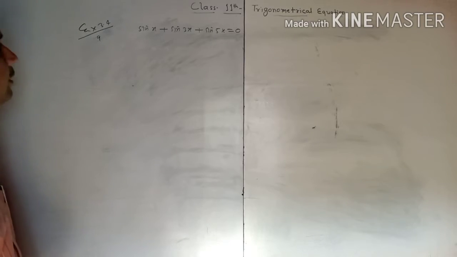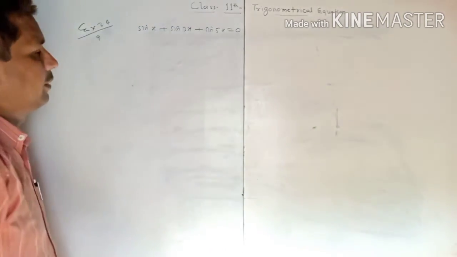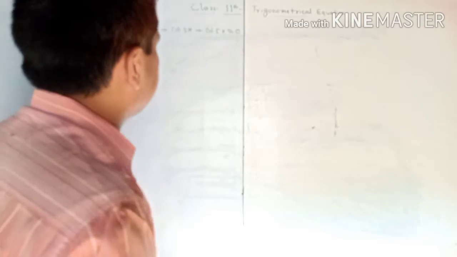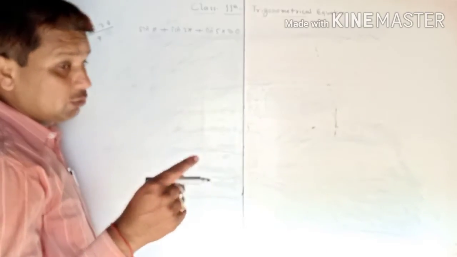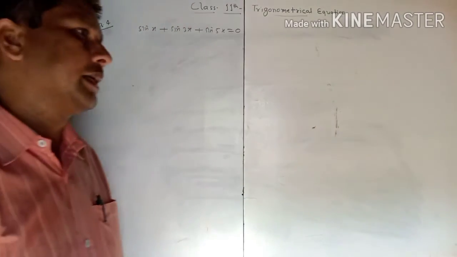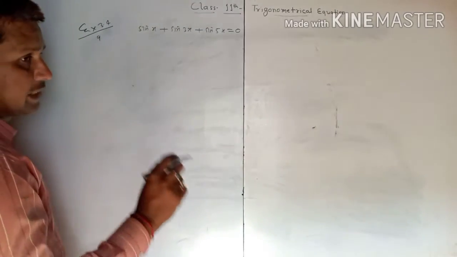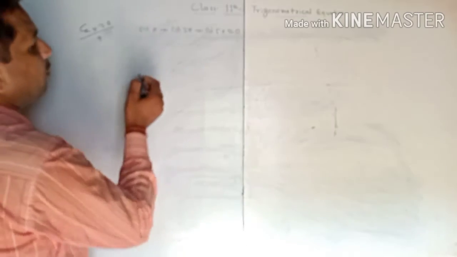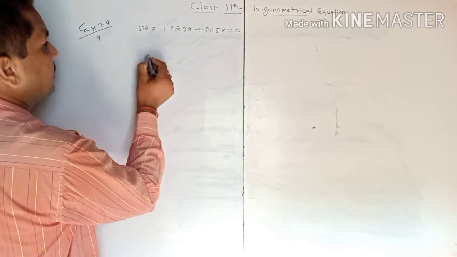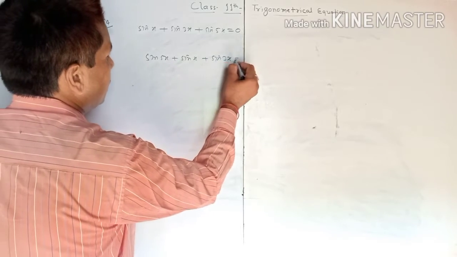Exercise 3.4, question number 9. Sin x plus sin 3x plus sin 5x is equal to 0. So here this is not in the form of sin x is equal to sin y. So how to make it in the form of sin x is equal to sin y? Because if sin x is equal to sin y, then the general value of x is n pi plus minus 1 to the power n into y. So first of all, change it in the form of sin x is equal to sin y. So how to change? Let us take sin x and sin 5x. So sin 5x plus sin x plus sin 3x equal to 0.